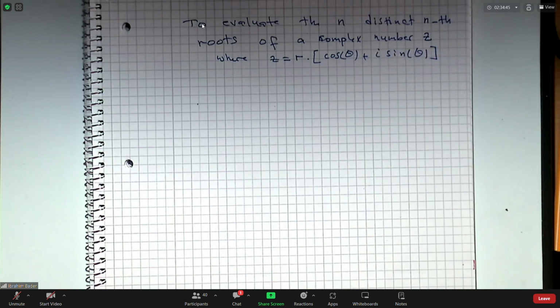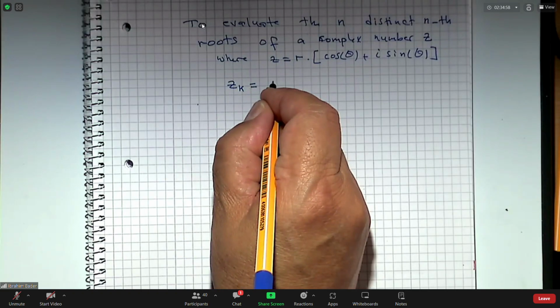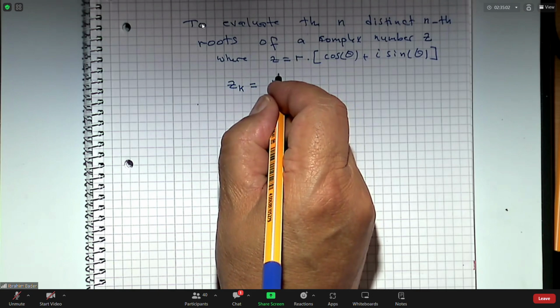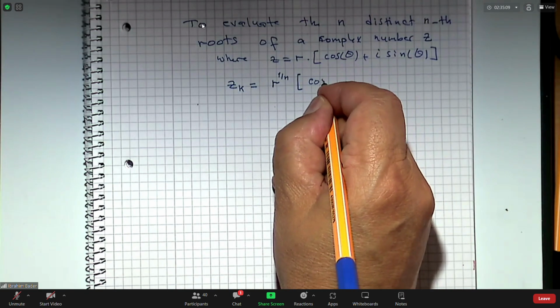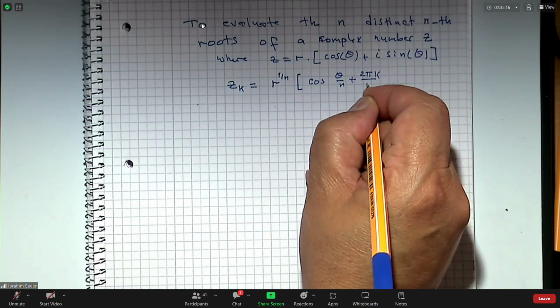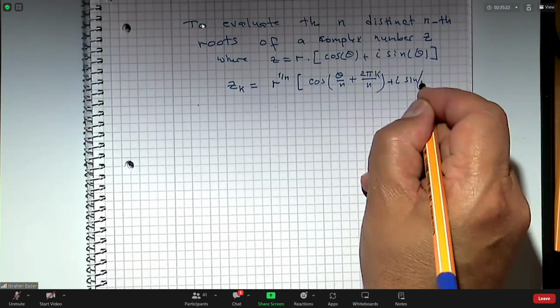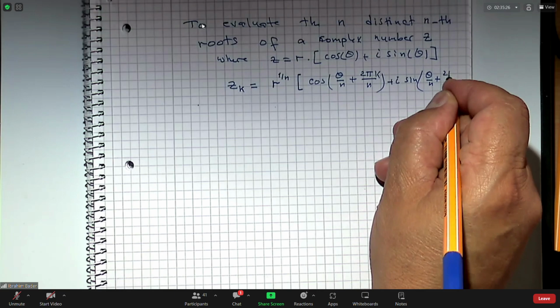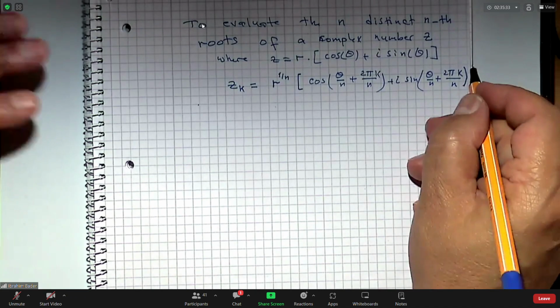If we summarize the rule we got before, then we have z sub k equals r to the power 1 over n times, in square brackets, cosine of theta over n plus 2 pi k over n, plus i sine of the same, theta over n plus 2 pi k over n. And then we close the square parenthesis.